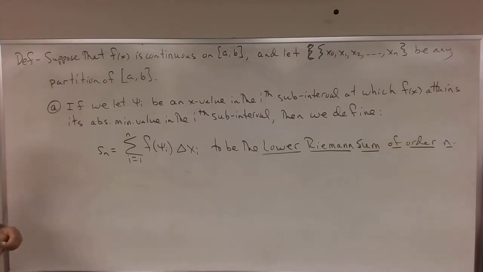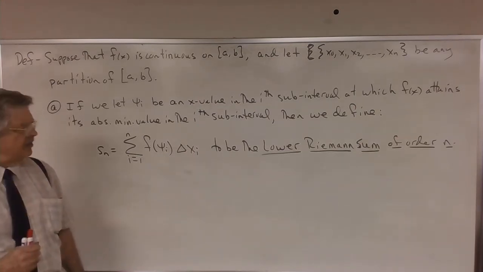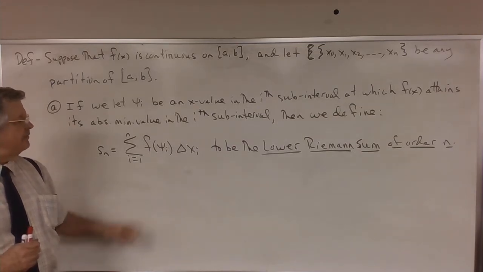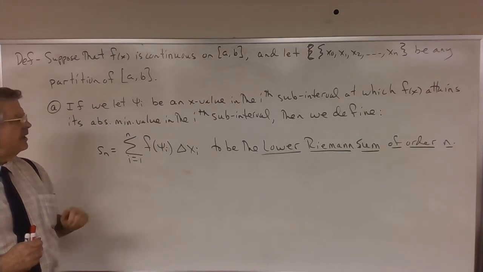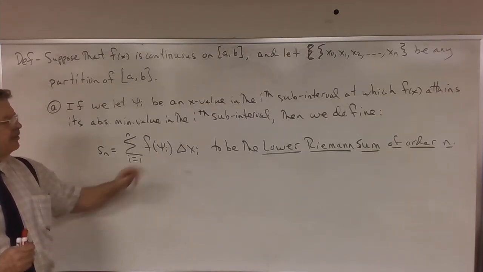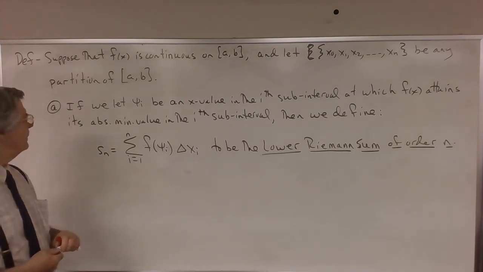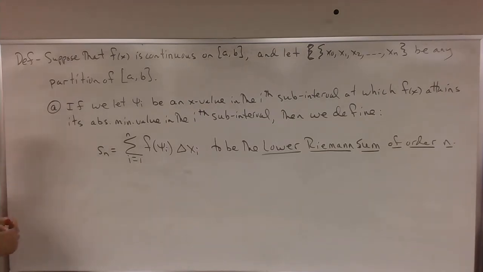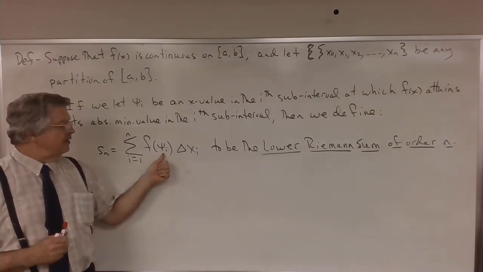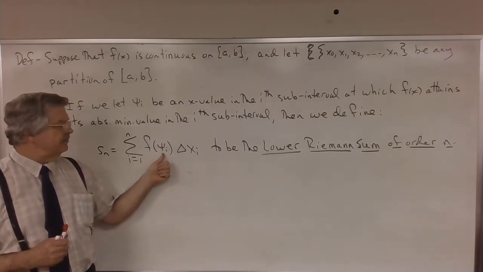Now notice that since f is continuous and each of these subintervals is closed, on each subinterval f of x attains an absolute minimum value. And wherever that absolute minimum value occurs, we let that x value be psi sub i. So in each case, this is the smallest value of f of x in each subinterval.